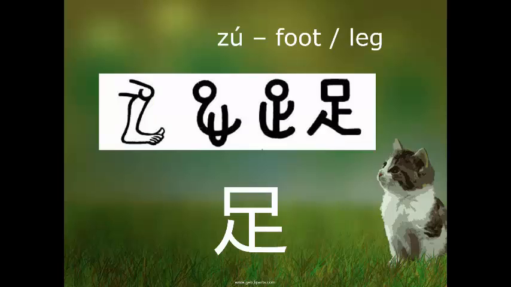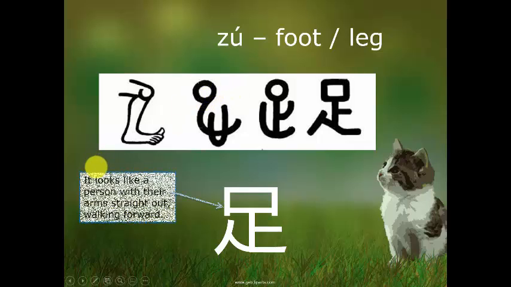The next radical is Zu, foot. And you can see how it used to look like a foot where the box was the kneecap. But now it kind of looks like a person. You have the head, and then they've got their arms out like a zombie, and then you have the legs.